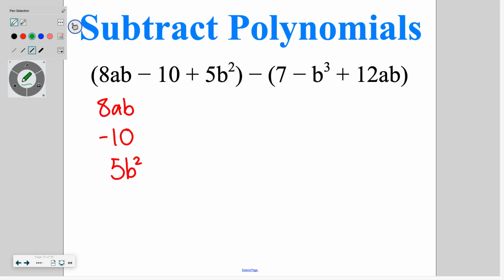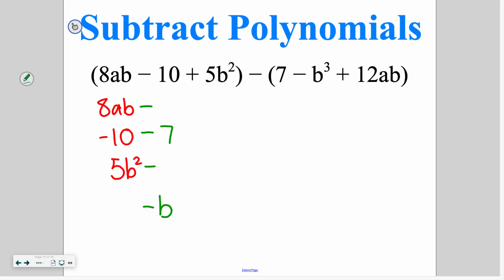Then we come over to our second part, so now we are subtracting everything. This first one, we've got subtracting 7, so that matches up with the negative 10. We've got subtracting b to the third. There is no b to the third in this first part, so I'm just going to put subtracting b to the third down at the bottom.